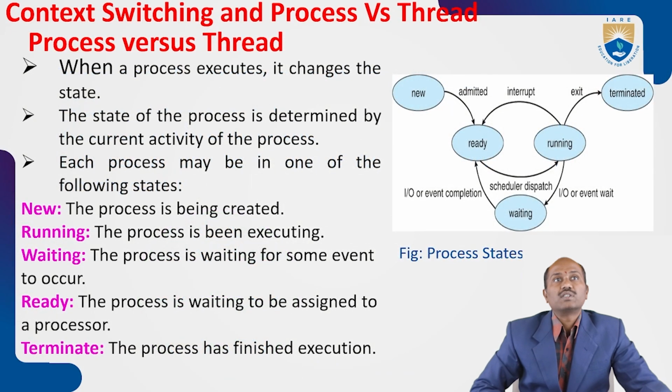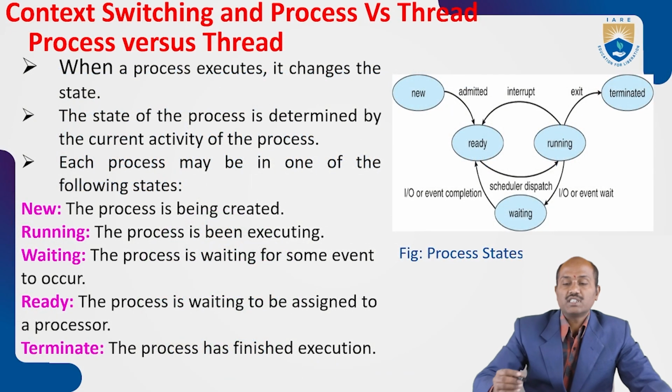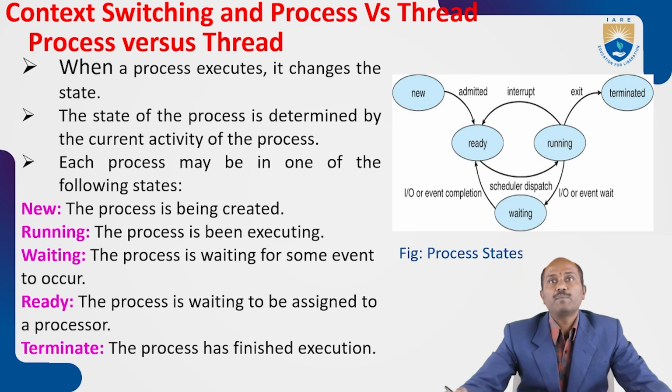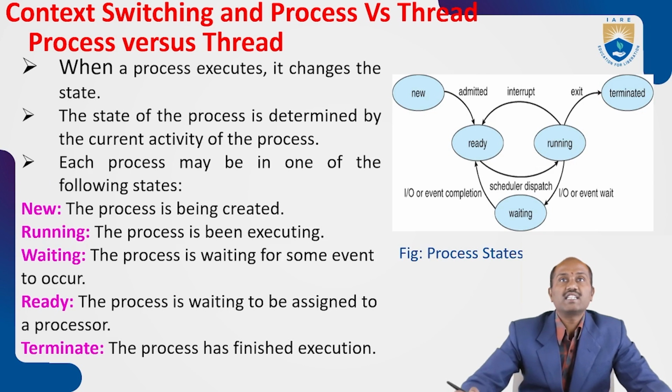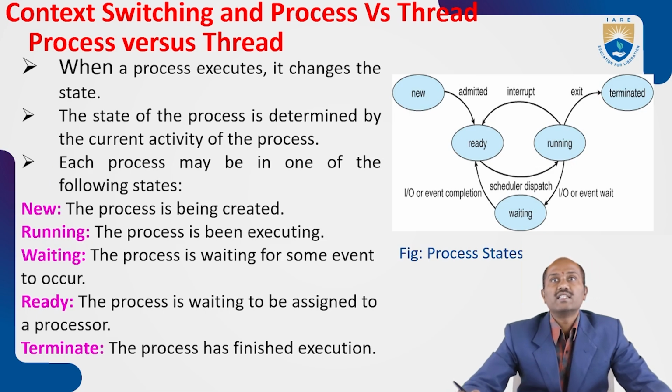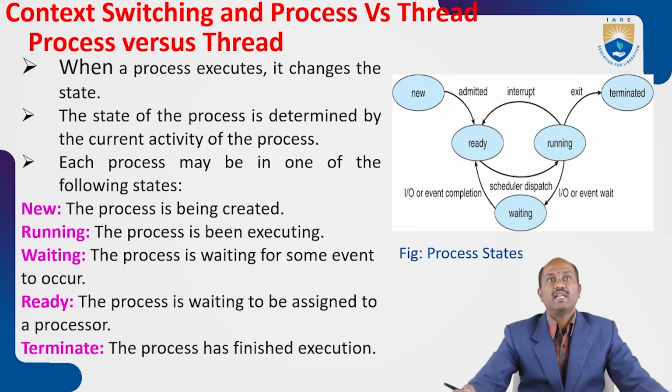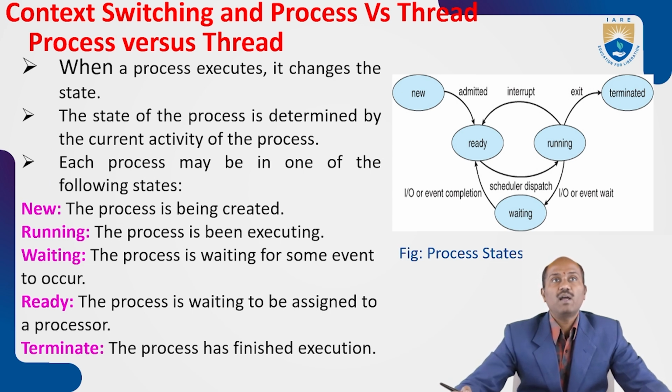Now, process versus thread. This is the process state chart diagram on the right side. The process states are the new state, ready state, running state, waiting state, and terminate state. When a process executes, it changes state. The state of the process is determined by the current activity of the process. Each process may be in one of the following states. We will discuss the states in detail.